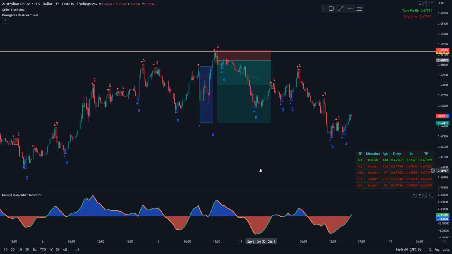So I hope that this video was helpful. This is the Order Block Gen and the Divergence Dashboard with Indicator Vault, and just some ways you could use them as dual confirmations to get into some trades.